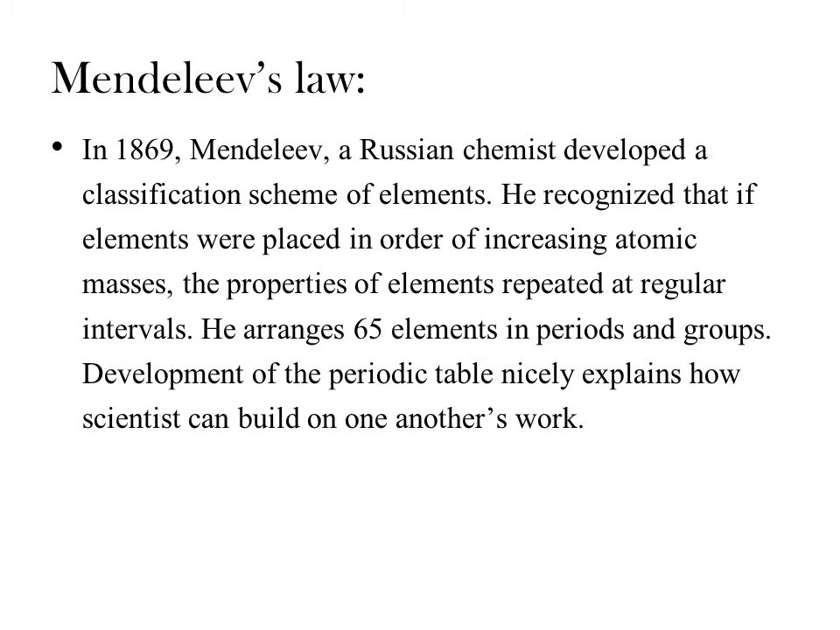In 1869, Mendeleev developed a classification scheme of 65 elements. He arranged the elements in order of increasing atomic masses, and properties repeated at regular intervals, but there were certain problems in it. So, what happened? The development of the periodic table nicely explained how scientists can build on one another's work.